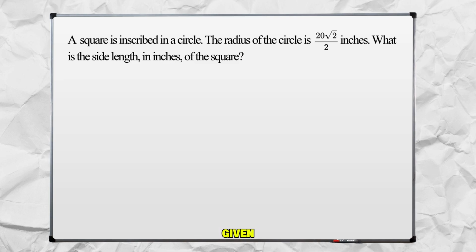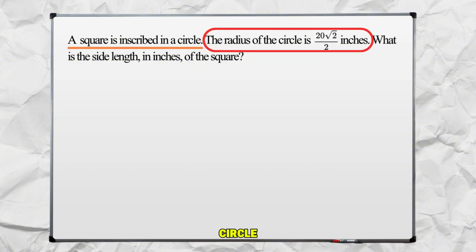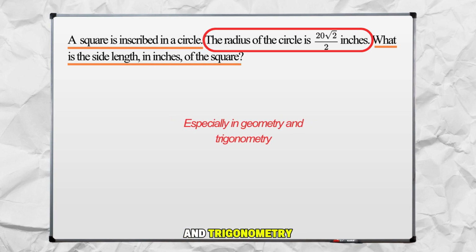Well, our first given is that we have a square that's inscribed inside of the circle. Our second given is that the radius of the circle is 20 times the square root of 2 over 2 inches. Now, what is the side length in inches of the square? With questions like these, especially in geometry and trigonometry, it's best to draw them out. So we'll do just that.